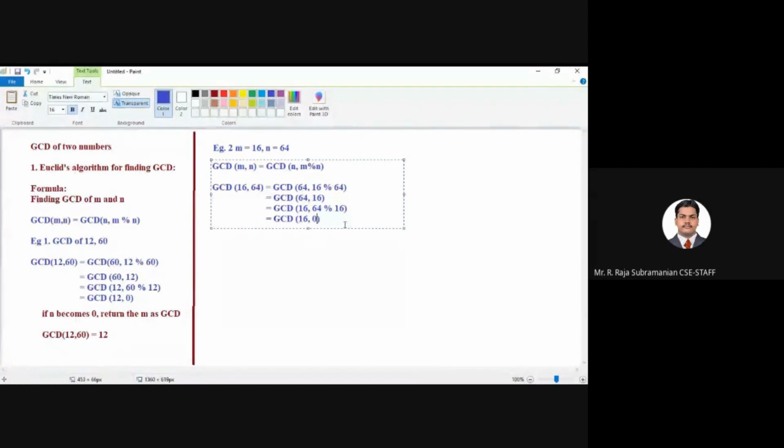Now do I need to continue, or is the problem over? Okay, that's all. Then what is GCD? 16. So GCD of 16 comma 64 is equal to 16, right? Very good. Very simple problems, right?